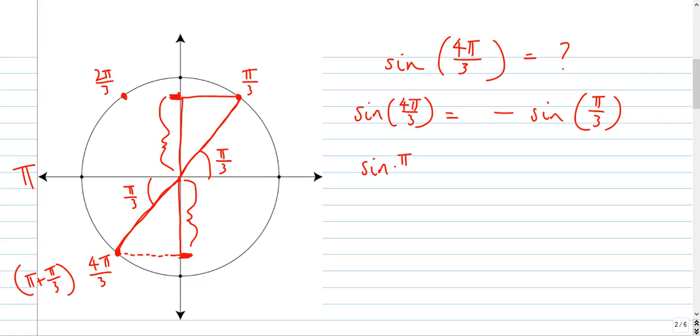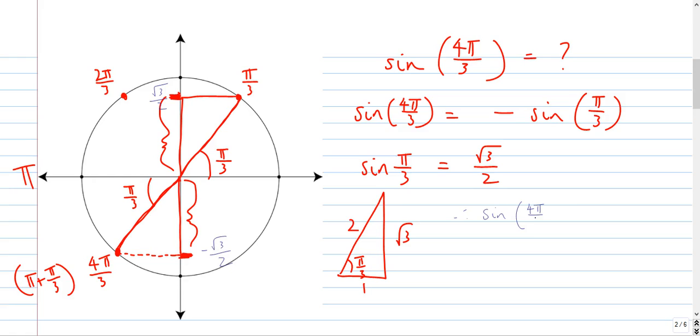So sine of pi on 3, I would draw up a quick triangle if I didn't remember it. 1, 2, root 3, pi on 3. Sine of pi on 3, opposite over hypotenuse, is root 3 on 2, so that's that there. So this down here will be the negative of that. So therefore, sine of 4 pi on 3 is negative root 3 on 2. So that's how we use the unit circle, and we use the first quadrant reference angle to work out sine of 4 pi on 3.